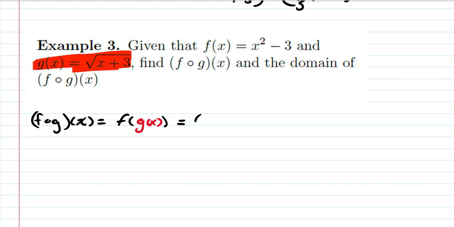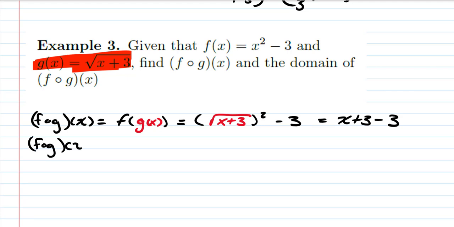So that's going to be, we replace our X with the square root of x plus 3, squared, minus 3, which is going to be x plus 3 minus 3, because the square and the square root are inverses and undo each other. So then the plus 3 minus 3 adds to 0, so once again we get just x.